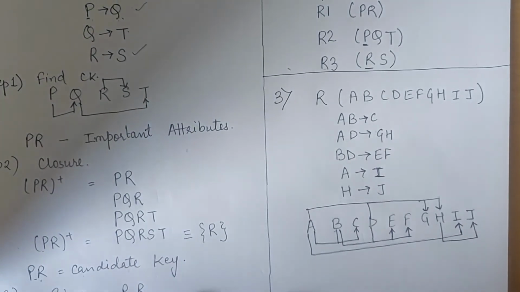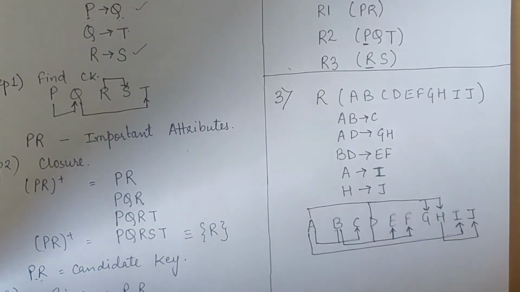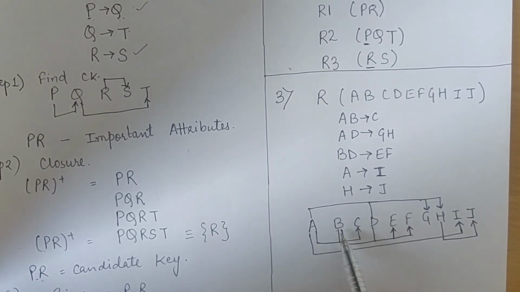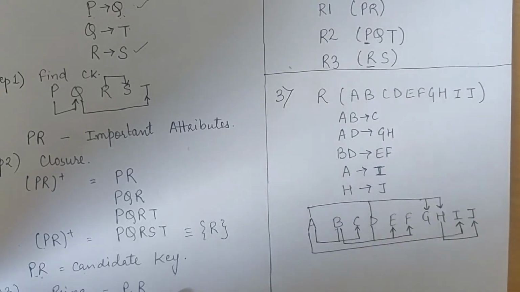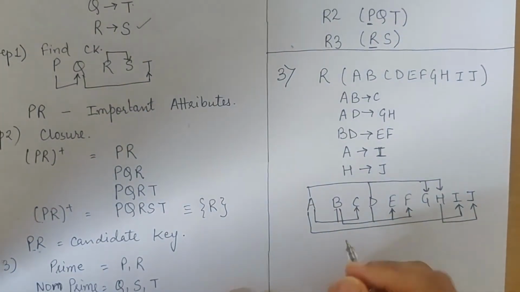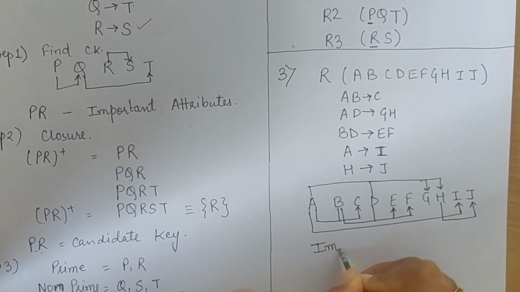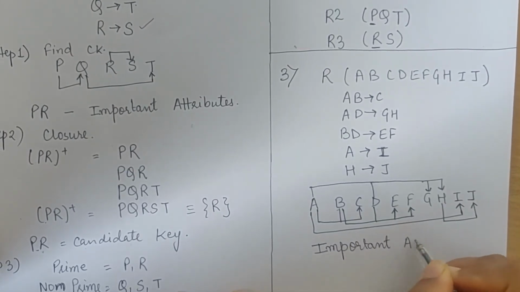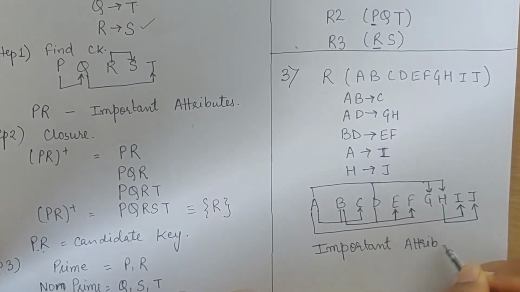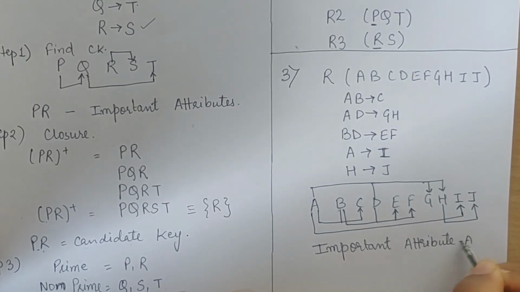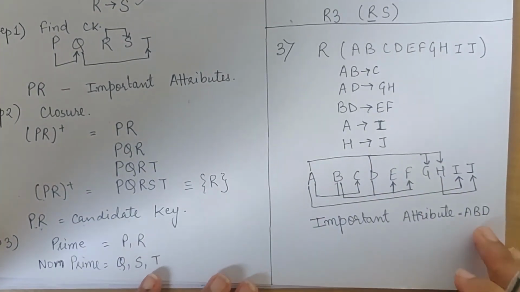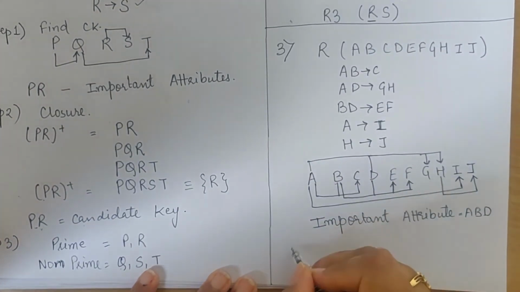Now let's check the ones which do not have any incoming edge. A does not have any incoming edge. B does not have any incoming edge. D also does not have any incoming edge. So which one is the important attribute? The important attribute is ABD. So what is the second step? We will find the closure of the important attribute.